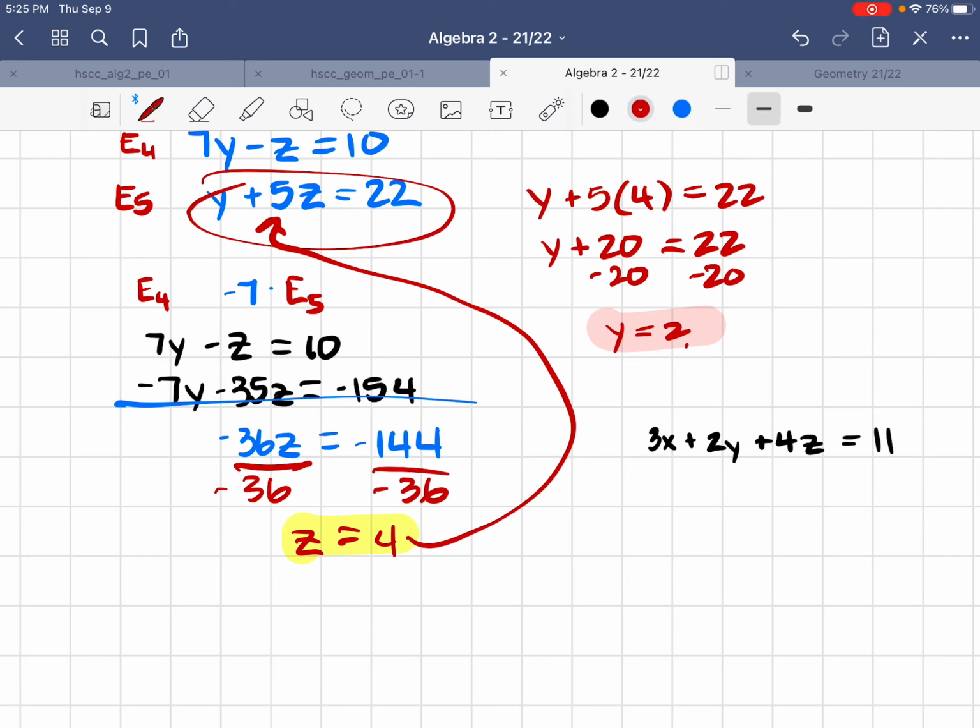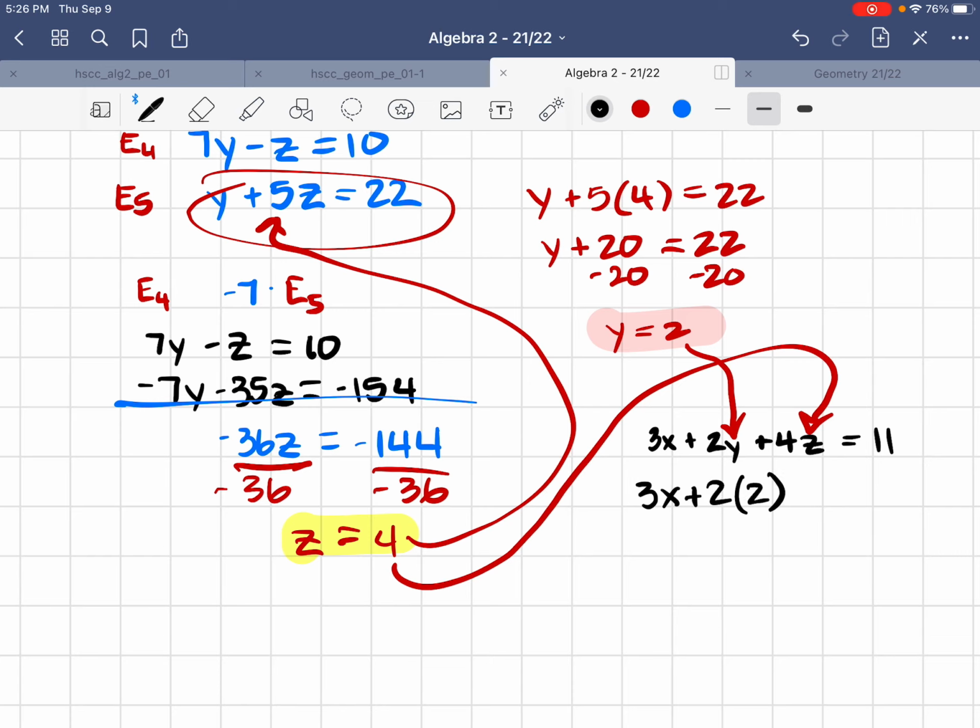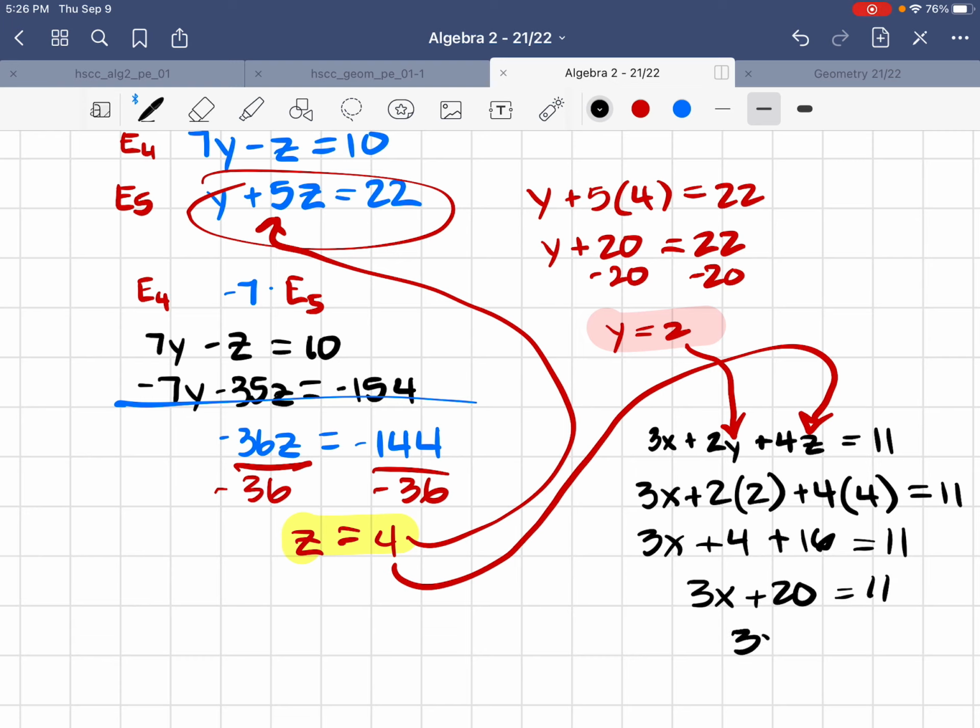So we're going to take this y of 2, plug it in there. We're going to take this z of 4 and plug it in there, and we now have 3x plus 2 times the new y, which is 2, plus 4 times the new z, which is 4, is equal to 11. So we have 3x plus 4 plus 16 is equal to 11. Collecting like terms, we get 3x plus 20 is equal to 11. Subtracting the 20 from both sides, we get 3x is equal to negative 9. And dividing both sides by 3, we find out that x is equal to negative 3.